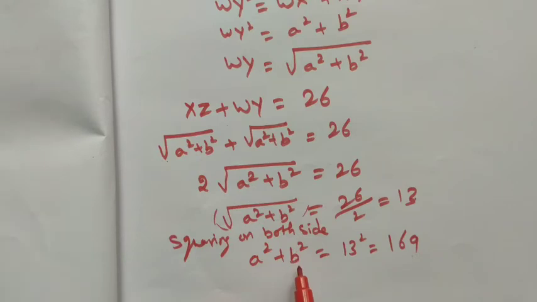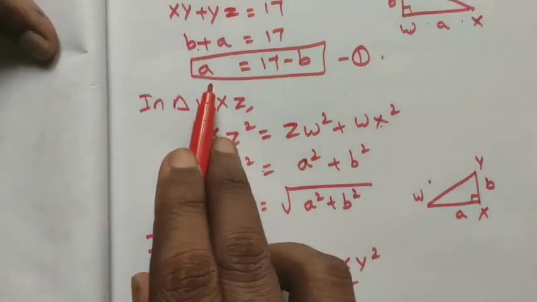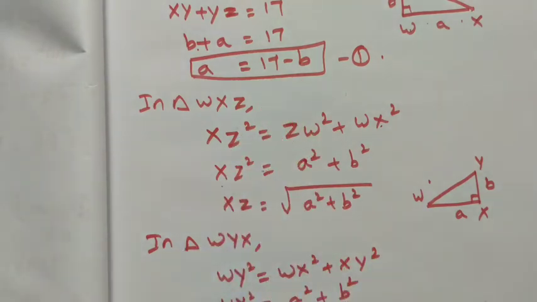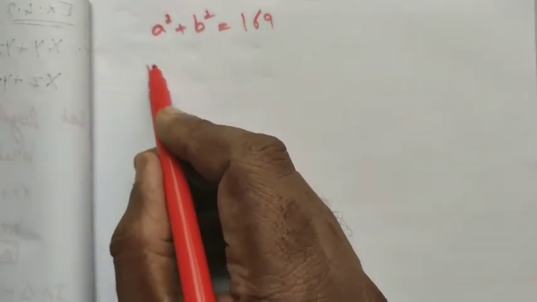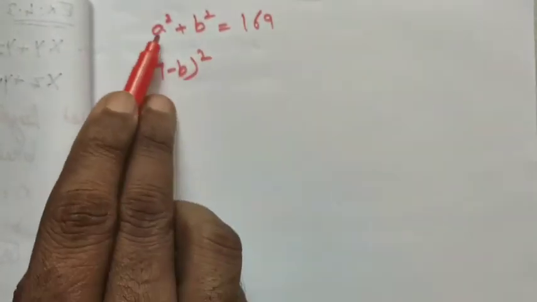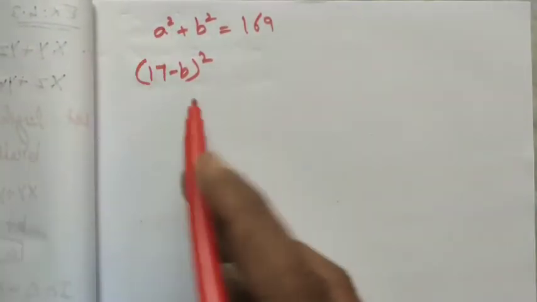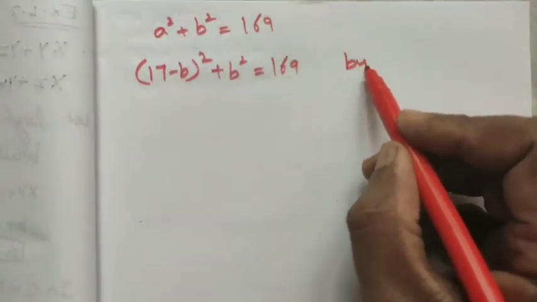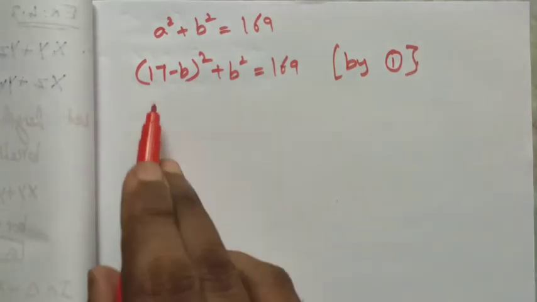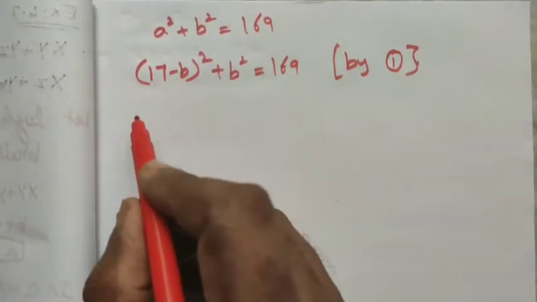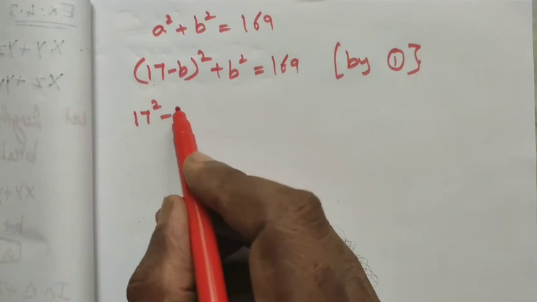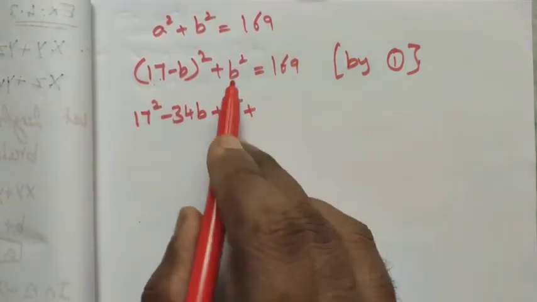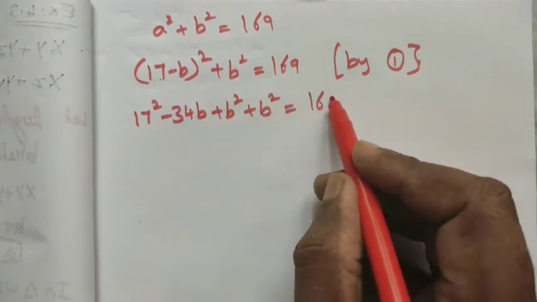Now we have equation number 1, A is equal to 17 minus B. Now I am going to apply the value. In the place of A, I am applying the value 17 minus B whole square, plus B square is equal to 169. Right? Now by the formula for A minus B whole square, that is 17 square minus 2 into 17, that is 34B, plus B square. Here we have 1B square is equal to 169.